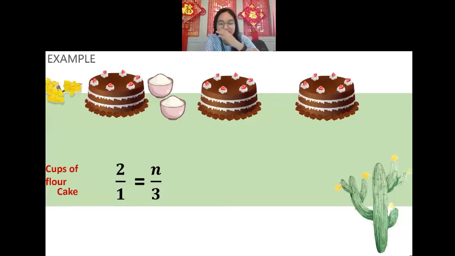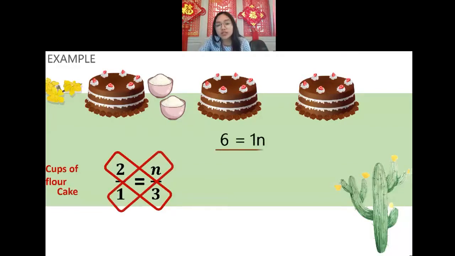Okay. Now, where are we? I'm lost. Okay, for proportion, you can see the cups of flour is the numerator and the denominator is the cake. We don't know the cups of flour for 3 cakes, but we know that we are going to make 3 cakes, so that is 2/3. We're going to cross multiply to find the missing term. The n is the missing term. So we have 2 times 3 is 6 equals 1n, because 1 times n is 1n.